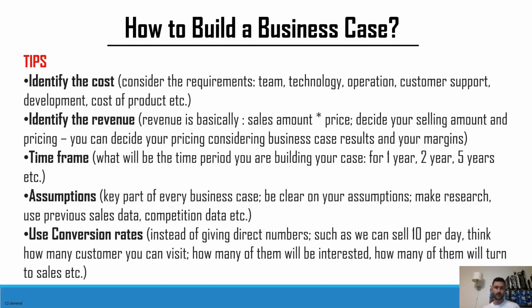Second, you need to identify the revenue. Revenue is basically the sales amount multiplied by the price of your product. So you need to decide how much of your product you are going to sell and what the price of your product will be. You can also decide your pricing considering the result of your business case. You can adjust your pricing down or up considering the final amount of your revenue.